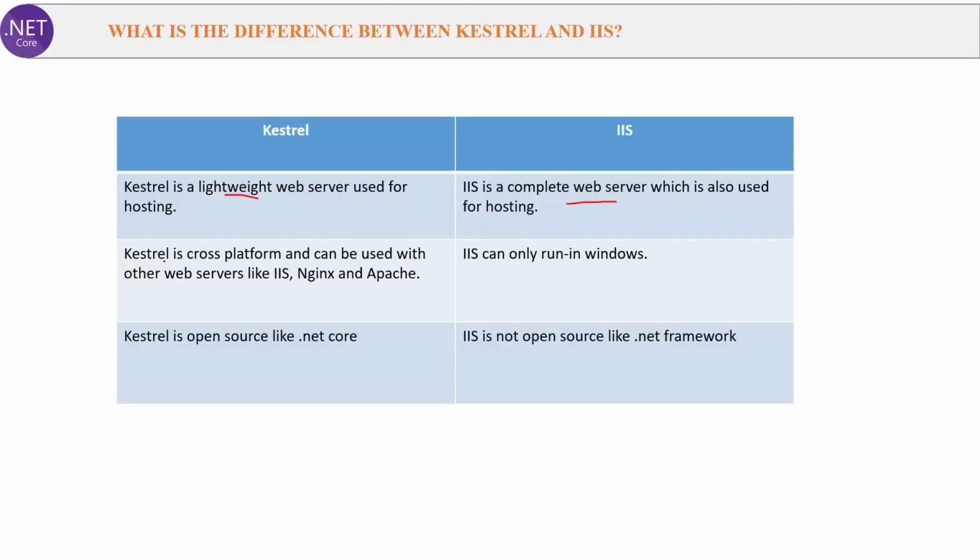Second difference is Kestrel is cross-platform and can be used with other web servers like IIS, Nginx, and Apache, but IIS can only run in Windows. Next difference is Kestrel is open source like .NET Core, but IIS is not open source like .NET Framework.